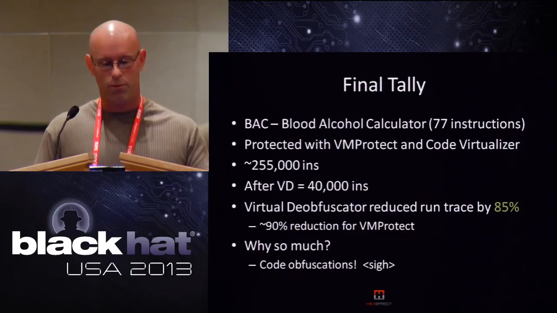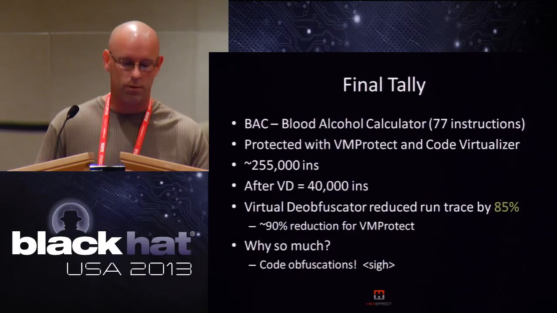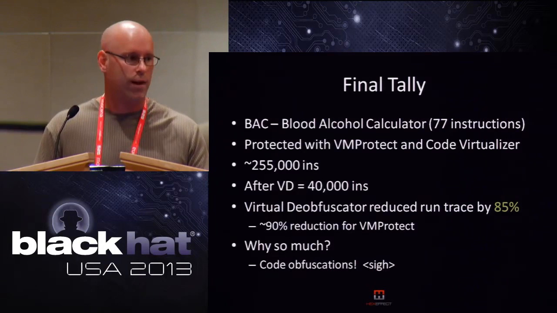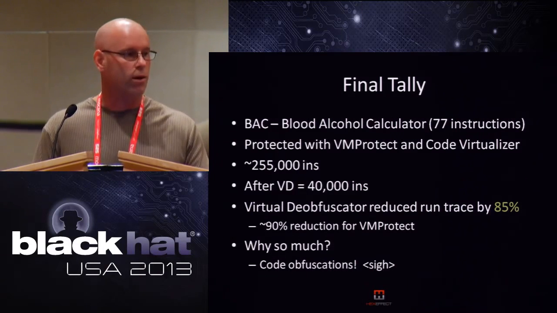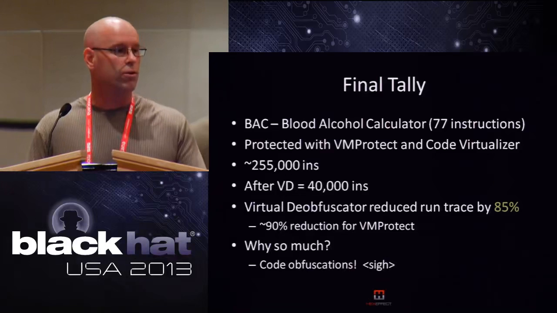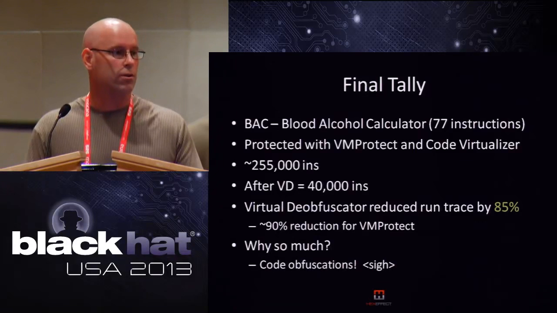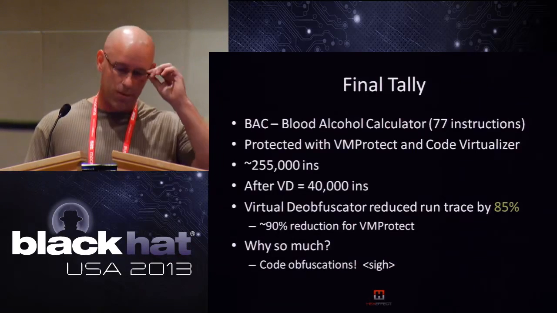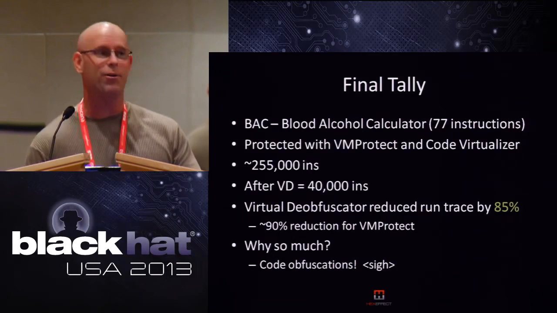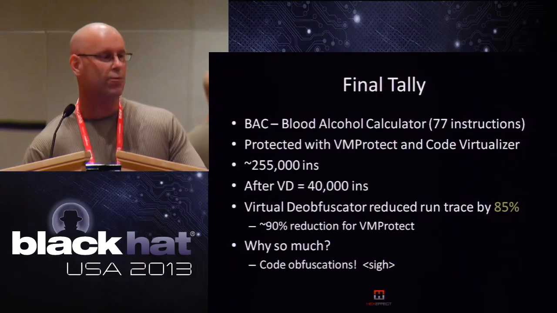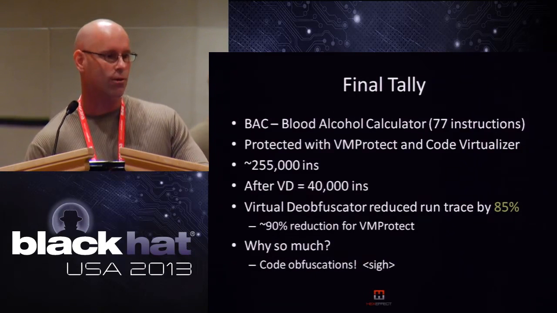When I ran it through VMProtect and Code Virtualizer, it was around 255,000 instructions. That was the bloat. When I ran Virtual Deobfuscator on it, I was left with 40,000 instructions. Pretty sweet, right? 85% reduction. But as I'm looking at it, I'm like, well, I really wanted it to be 77 or something similar, right? Maybe 100, 120. What the heck is 40,000? That's a lot of work, right?